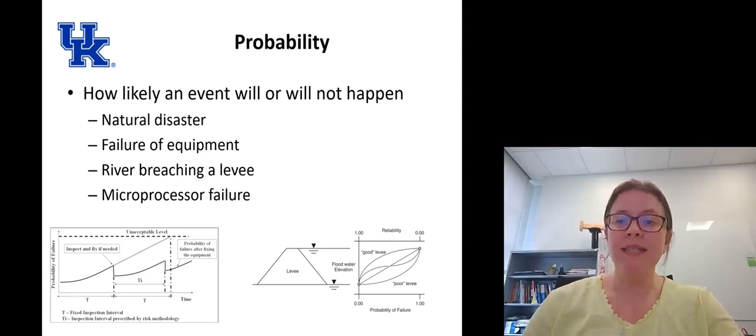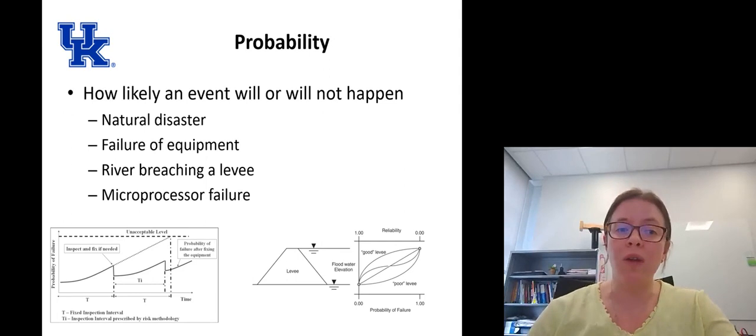So probability is how likely an event will or will not happen. So we may want to know, for example, the likelihood of a hurricane hitting a city on the Gulf Coast, or the likelihood a piece of equipment will fail after it's been used for a given period of time. Civil engineers might want to know the probability a river could breach a levee, and an electrical or computer engineer may want to know the probability that their microprocessor will fail under a certain condition. There are many ways engineers use probability in daily work.